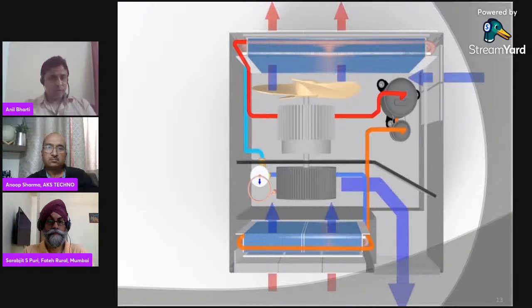Now this is a top view of the window AC. I will explain very briefly. If you can see here, this box is divided into two chambers. This black line is dividing the whole box into two chambers, upper part and lower part. This lower part fits inside the room, and the upper part is hanging outside the room's window. So at the inside part, we can see this is a blower, and this blue part is the evaporator coil.